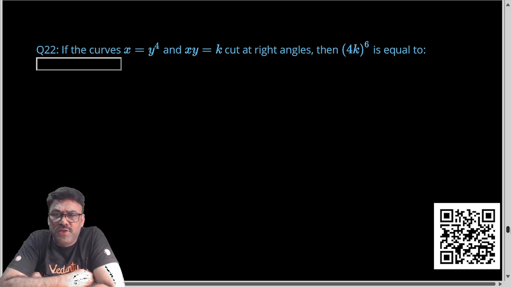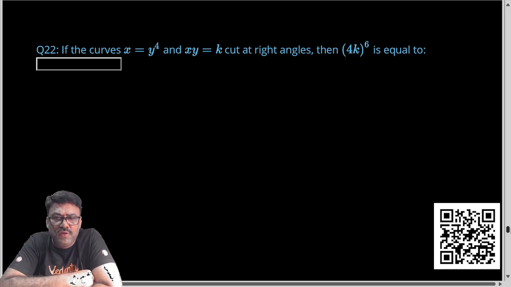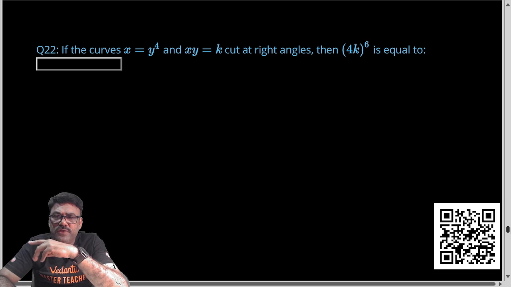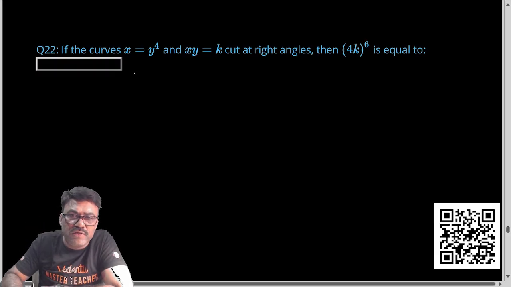Based on applications of derivative. These two curves cut at right angle. If they are orthogonal curves, so what will be 4k raised to 6? See, whenever the two curves cut at right angle, the product of their derivatives at the point of intersection should be -1. Orthogonal curve means they will intersect at right angle. The product of their slopes should be -1 at the point of intersection. So see, first get the point of intersection.